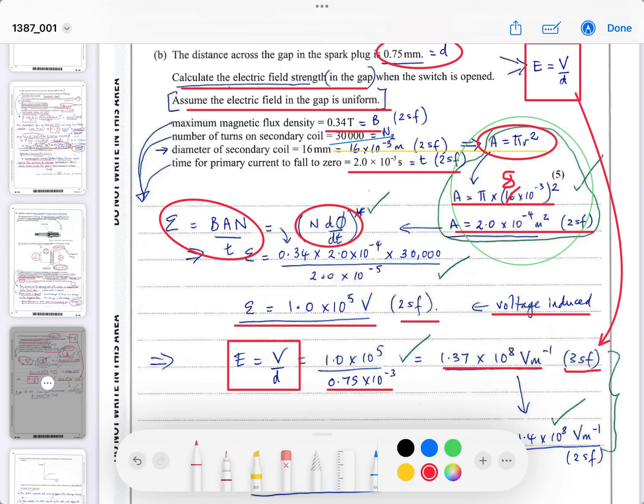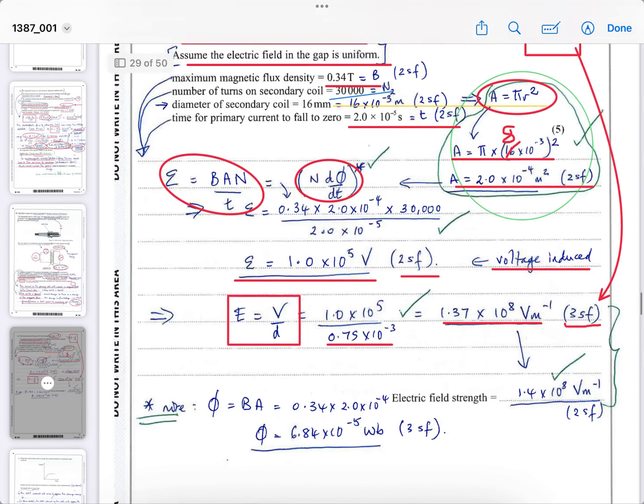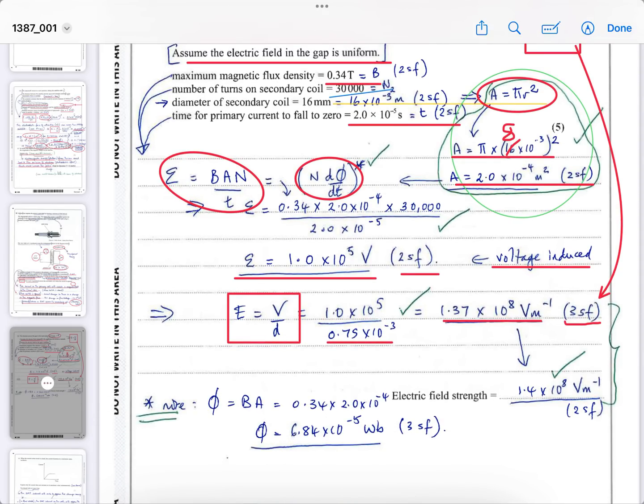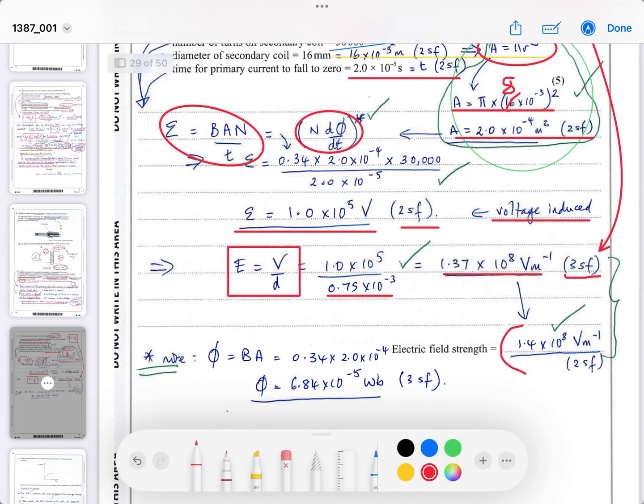And once you've done that, you need to round it up because all the data is given to 2 significant figures. Once you do that, it will come to 1.4 times 10 to the 8 volts per meter. So we have determined the electric field strength. Here I was just showing you that when we did BAN, BA is also phi, which is the flux, the area that's linking with the magnetic field. I think you can get a mark for doing this calculation separately first on the mark scheme. Hope that makes sense.